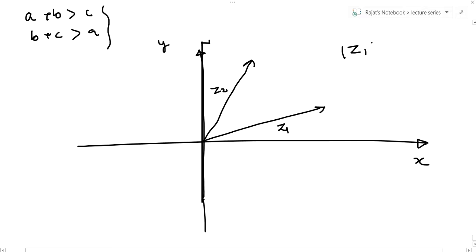Now what does mod of z1 represent? This represents the length of z1. What does mod of z2 represent? This represents the length of z2.